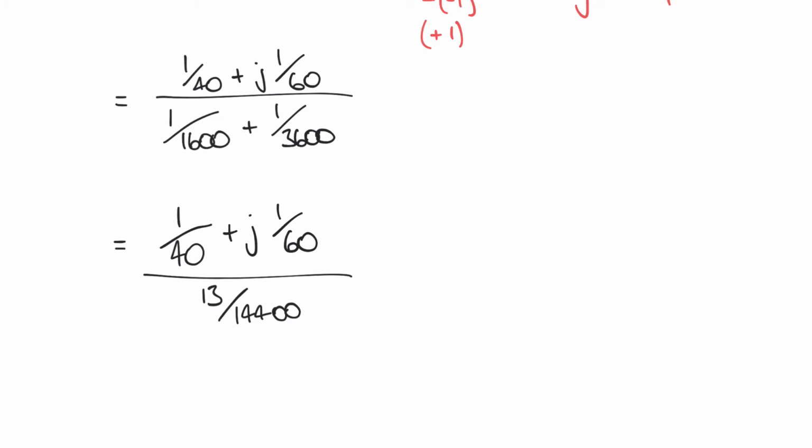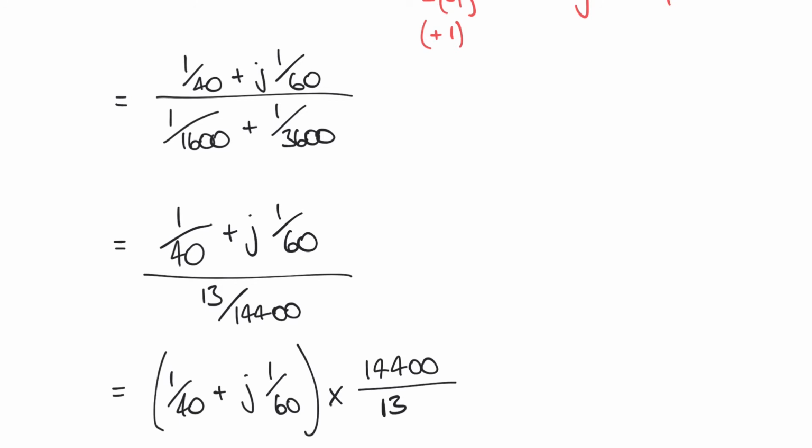So what we can do is, rather than say we've divided this complex number 1 over 40 plus j 1 over 60 by 13 over 14,400, we're instead going to multiply it by its reciprocal. So we're going to multiply by 14,400 divided by 13. We've flipped that fraction upside down, and we're multiplying rather than dividing.